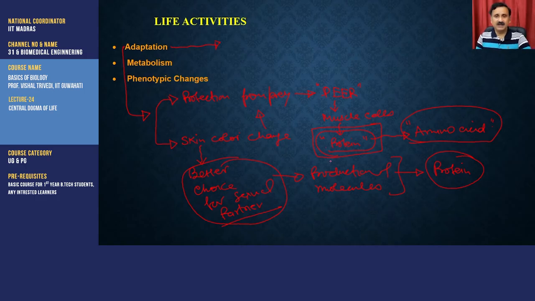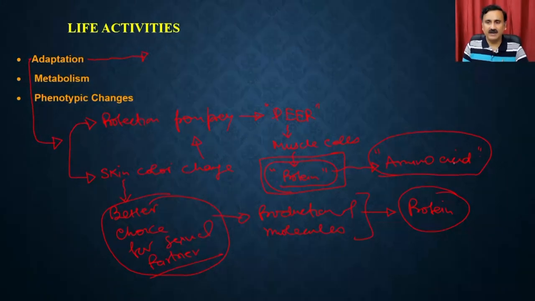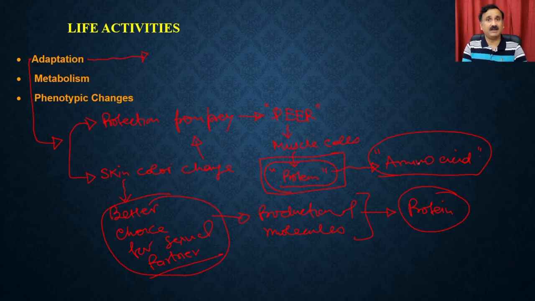So what you see here is that if protein production is essential, then the protein is going to be synthesized by synthesizing the different types of amino acids and then combining them in a particular sequence. And that is done by a systematic series of reactions, okay? And all these reactions come under the big umbrella of the central dogma of life.